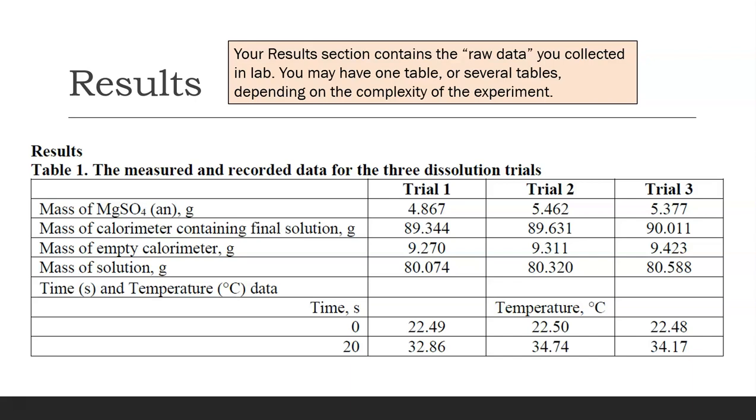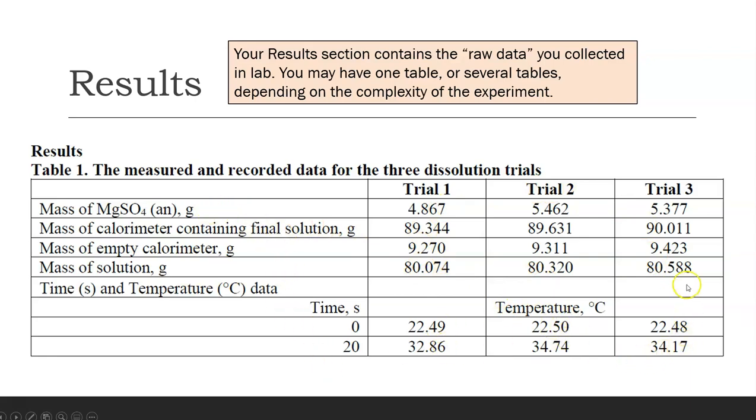So this is table 1, and this starts the student's results section. And here, this is the raw data. So you can see that these are masses or temperatures that were taken in the lab. And notice that the students did 3 trials. Over here, you can see that this is the quantity that was measured. Notice that all the units are here. Here you just have numbers.